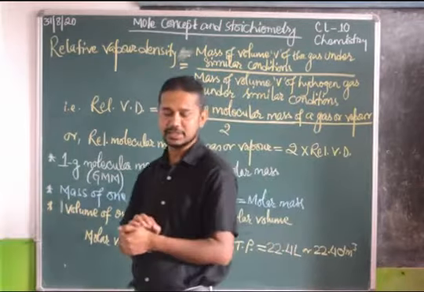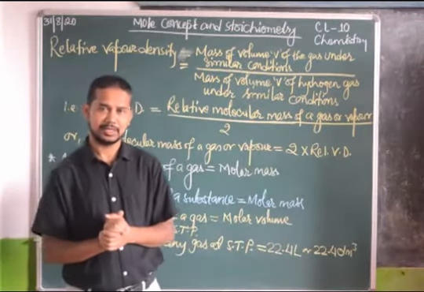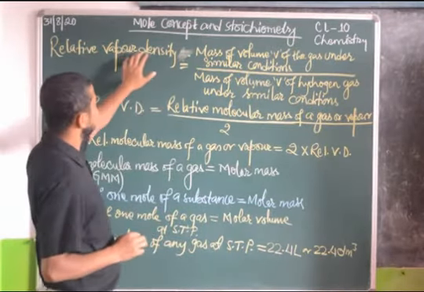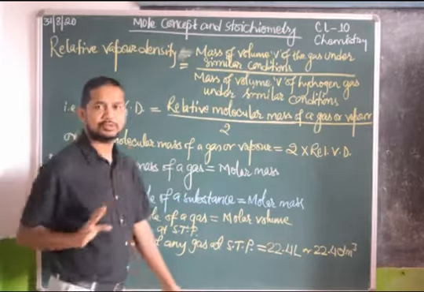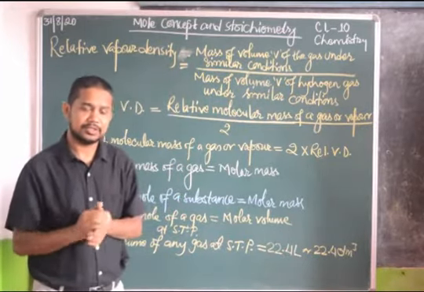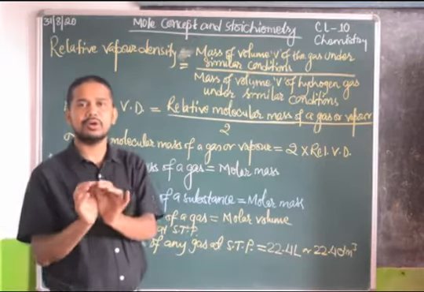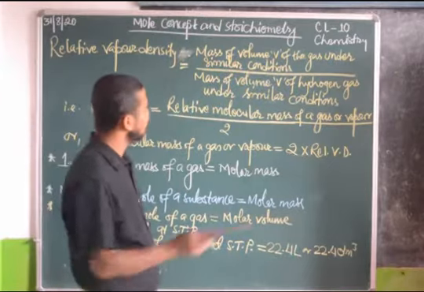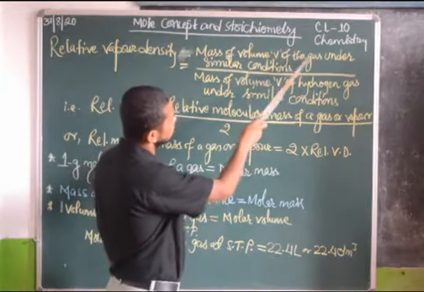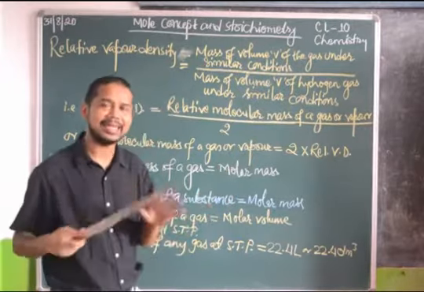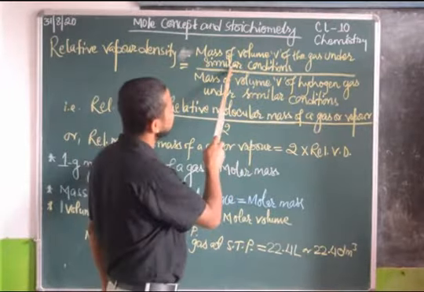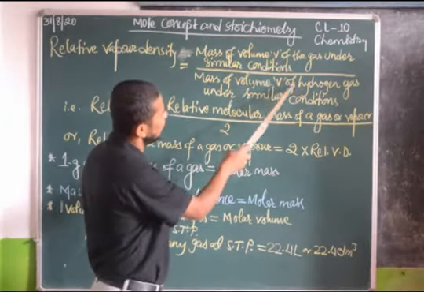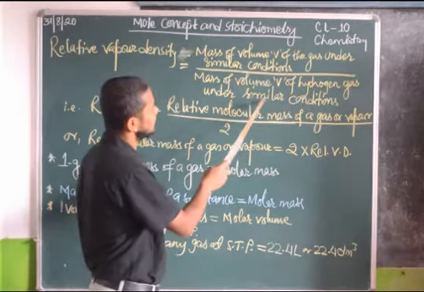Relative vapor density. So what is relative vapor density? It is nothing but a ratio. It does not have any unit. So it is the ratio of what? It is the ratio of the mass of volume V of any gas under similar conditions divided by the mass of volume V of hydrogen gas under similar conditions.